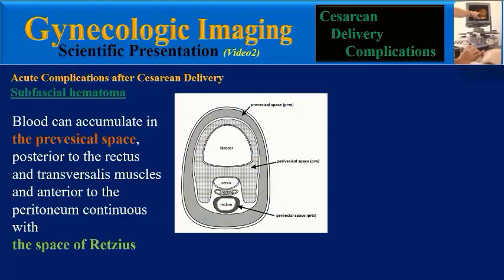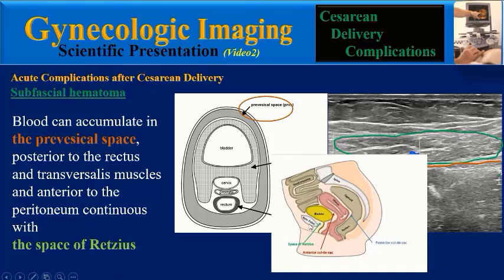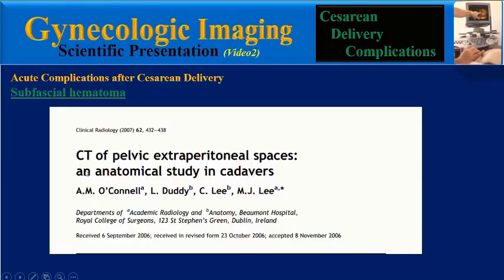Blood can accumulate in the perivesical space posterior to the rectus and transversalis muscles and anterior to the peritoneum, continuous with the space of Retzius, or retropubic space. This paper, published in 2007, shows CT of pelvic extraperitoneal spaces, which is an anatomical study in cadavers.